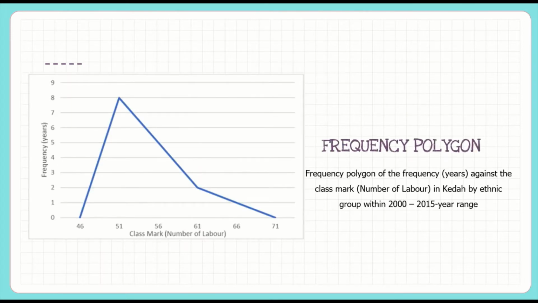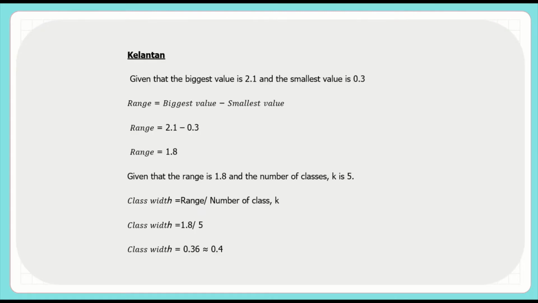Next slide, graph 2.2 shows the frequency polygon obtained from the retrieved data of employed persons by ethnic group in Kedah within the 2000 until 2015 year range. The y-axis is the frequency, which is the year, and the x-axis indicates the class mark, which is the total employed person.